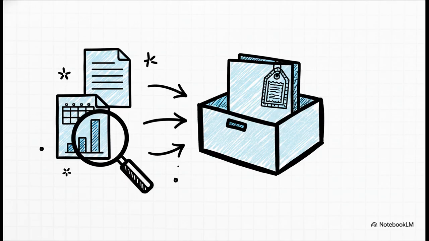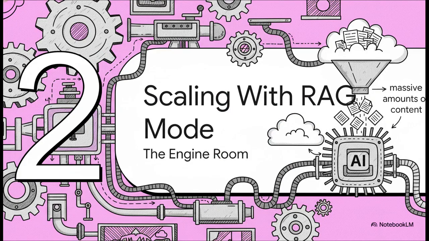And actually, here's a crucial pro tip straight from the source. Name your files descriptively. Claude literally uses the file names to understand and pull information. So naming a file Q4 2024 brand guidelines.pdf is going to be infinitely more helpful to your AI than a generic document1.pdf. Let's move on to scaling with RAG mode, which is basically the engine room of your project.